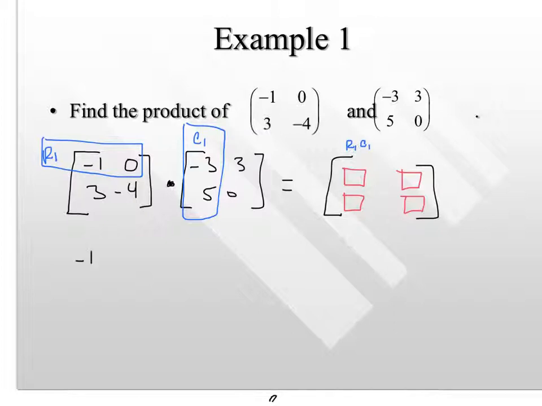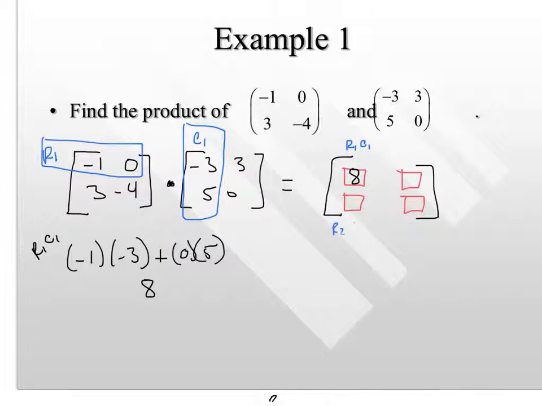So I take negative 1 times a negative 3, and I add it to the other common entries. The 0 is the second part of this row, and the 5 is the second part of that column. So I get 0 times 5. And I add these guys together. So I get 3 plus 5, and that equals 8. So this is the work for row 1, column 1. This guy is going to equal 8. So it doesn't matter what order we do it in. Now let's go ahead and find this guy.